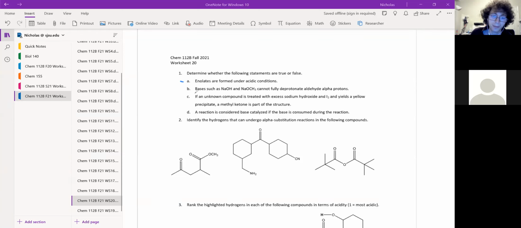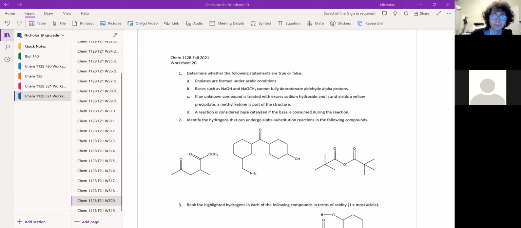I'm talking about A here for question 1. So enolates are formed under acidic conditions. Is this true or false? I'm gonna end it in a second. So 3 of you said it's true and 2 of you said it's false.